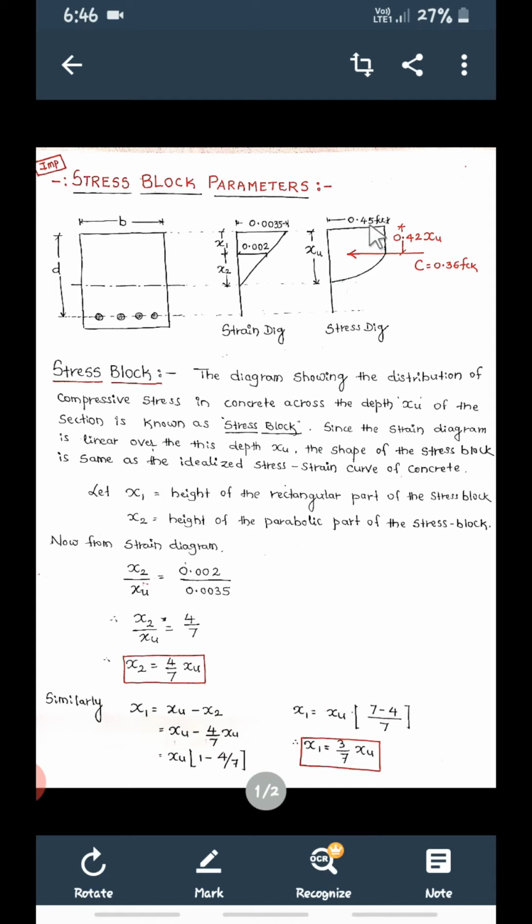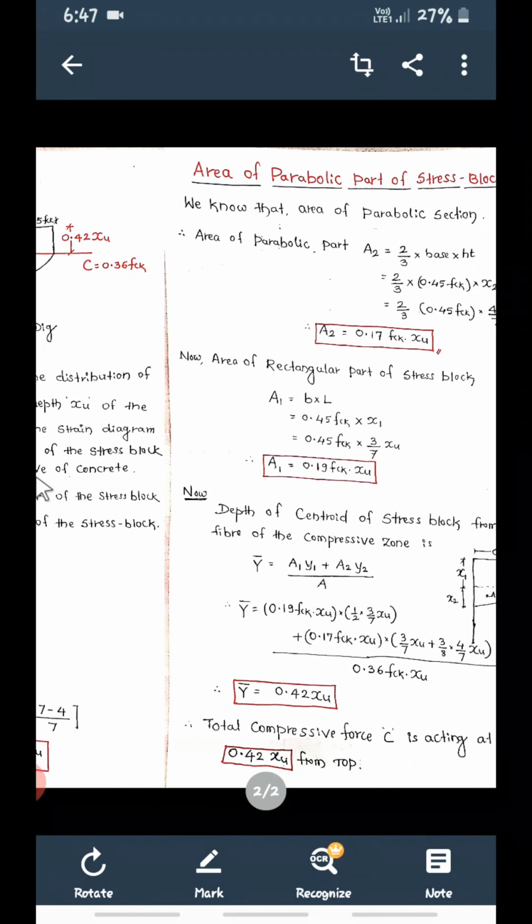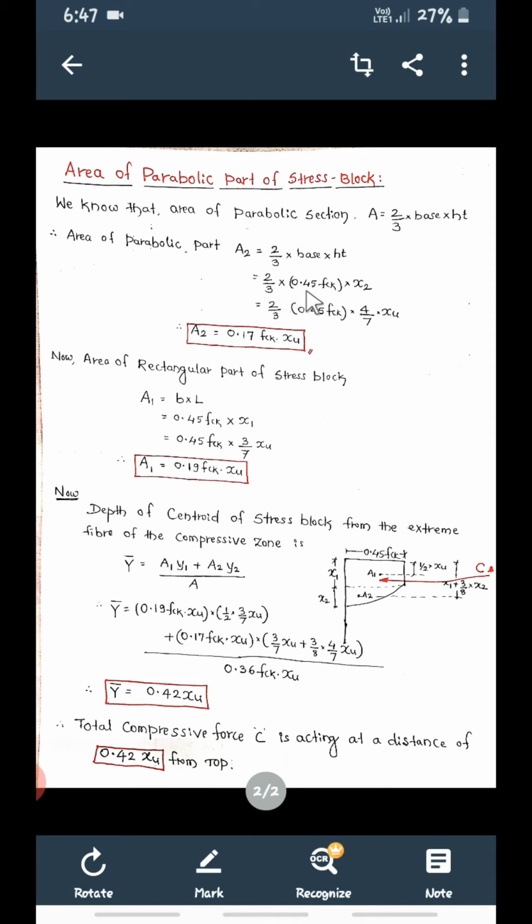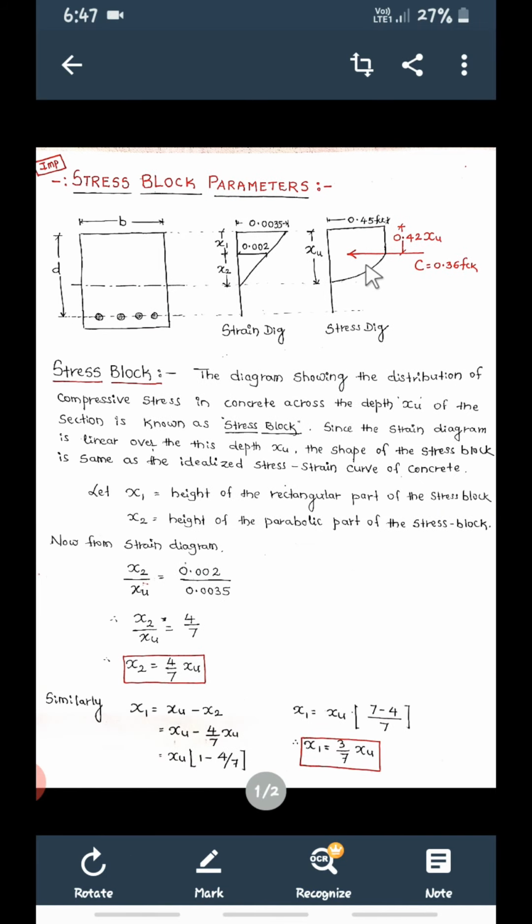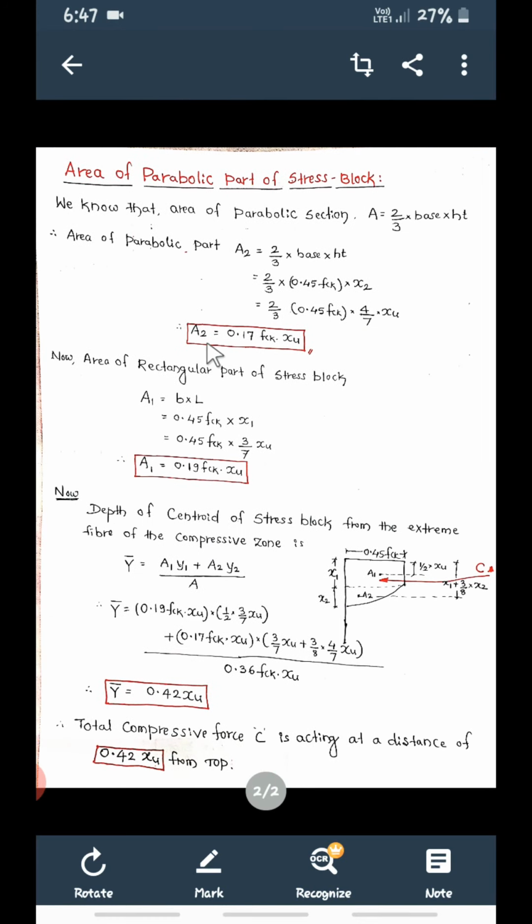So 0.45 FCK is the base, and the height of this parabolic part is x2. So 2/3 of 0.45 FCK is the base, and x2 will be the height. Substitute the x2 value here, and then we get A2 is equal to 0.17 FCK XU. So the area of the parabolic part A2 is equal to 0.17 FCK XU.